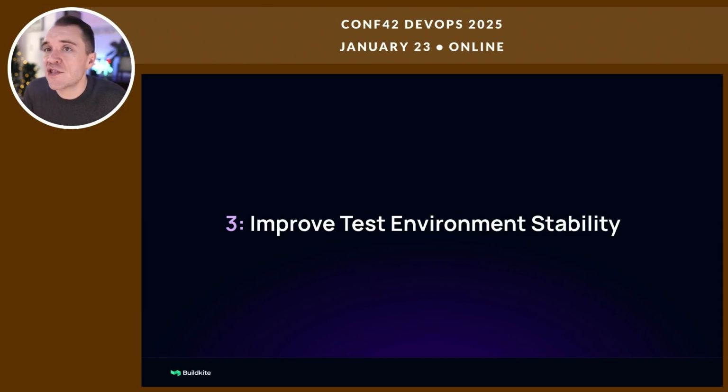Okay, third strategy we're going to look at is improving the stability of your testing environment. So we briefly touched on the importance of keeping a clean test environment during some of the previous strategies, but this is really an important consideration when it comes to keeping flaky tests at bay. So I figured this really warrants its own section. Now, a bad testing environment can be caused by really any number of factors.